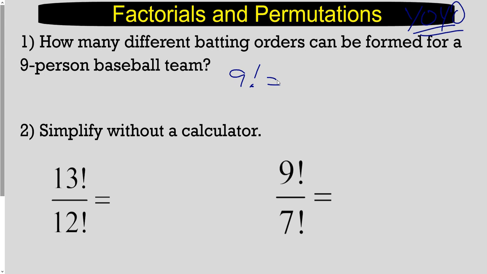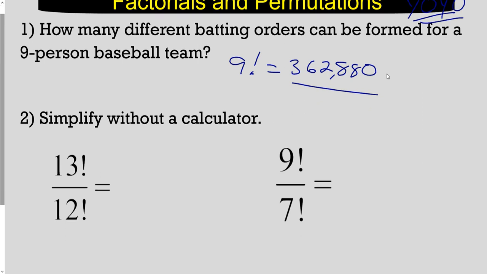So 9 factorial has a value of 362,880 different batting orders. And that's if you only have 9 players. Now, I've never seen a baseball team with only 9 players. You always have subs, right? And they have to be in the lineup too. So really this number is getting astronomically larger every time you add a person.